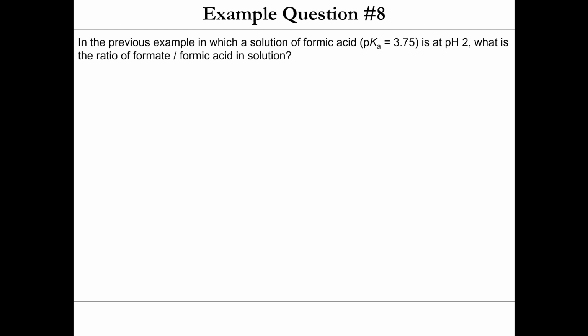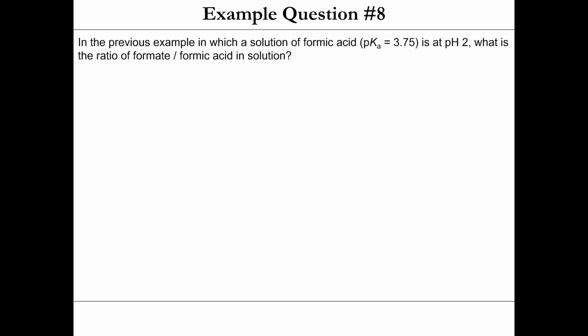Okay, so in question number 8, in the previous example, there was a solution of formic acid, which has a pKa of 3.75. That's just a fixed property of formic acid. The solution is at pH 2. What would actually be the precise ratio of formate to formic acid in the solution?